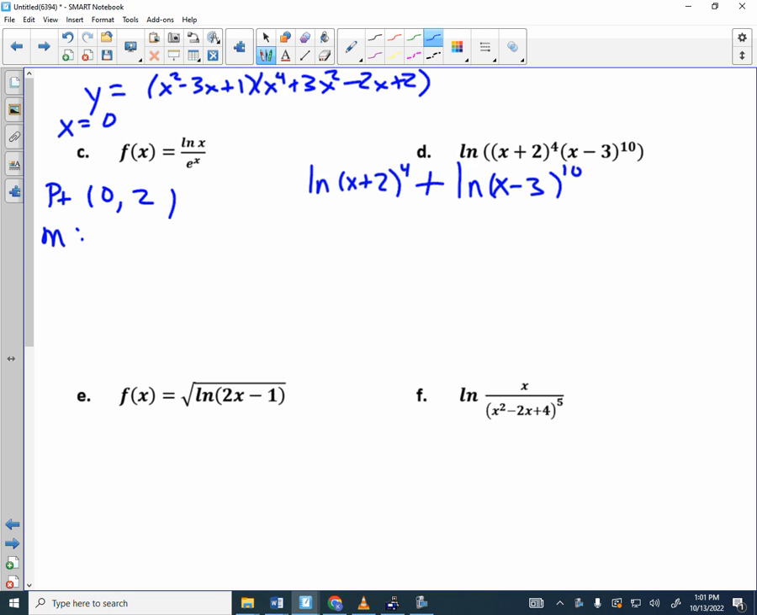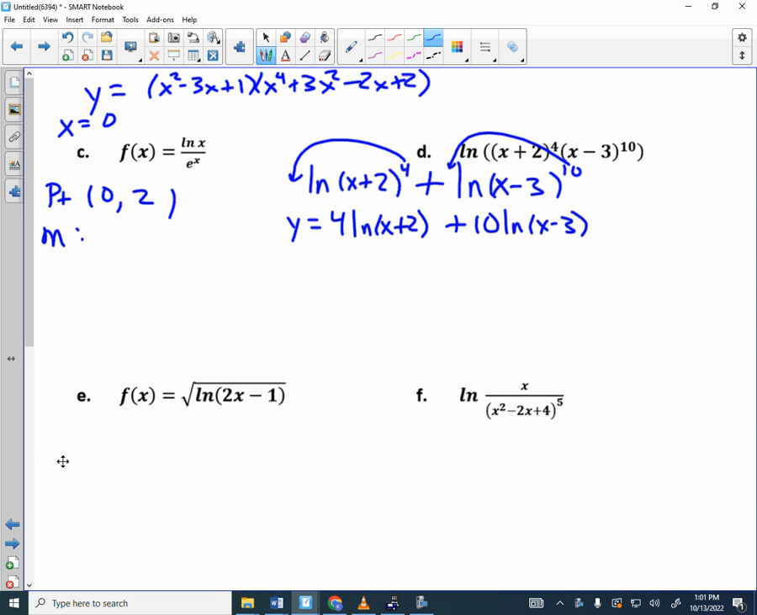Yeah. So now, I don't have to use the product rule anymore, do I? No. Hey, wait a minute. What can I do with the 4 and the 10? Oh, wow. So I haven't even taken a derivative. I have y equals 4 natural log of x plus 2, plus 10 natural log of x minus 3.